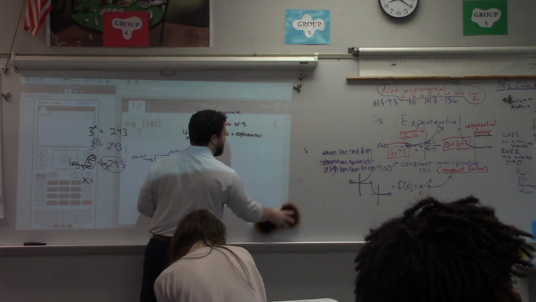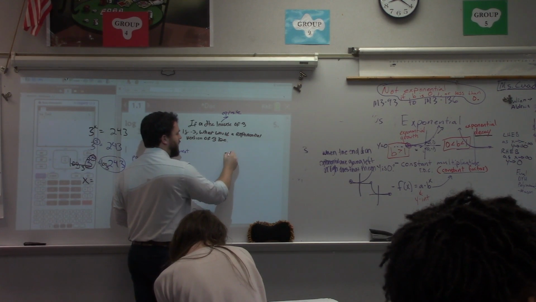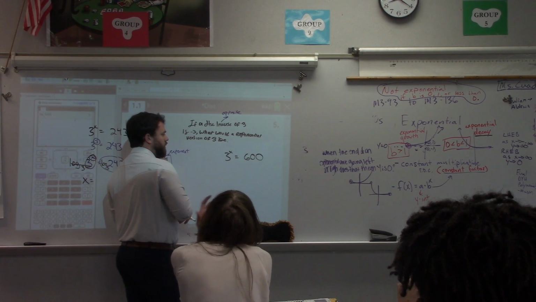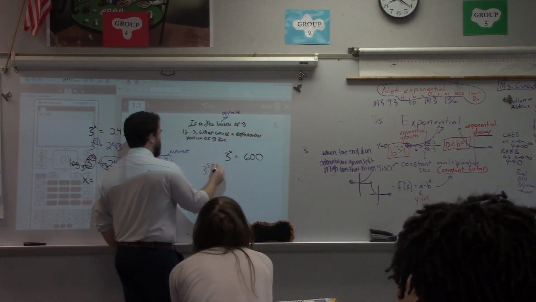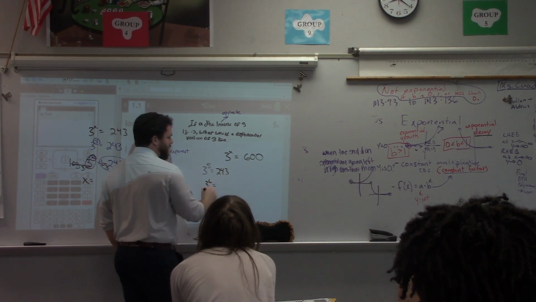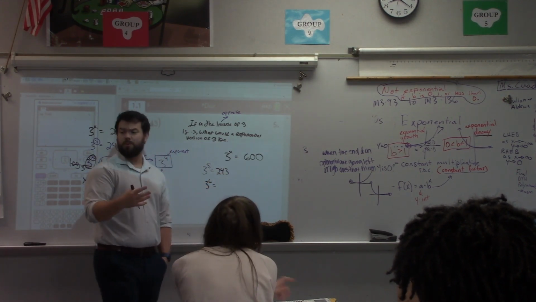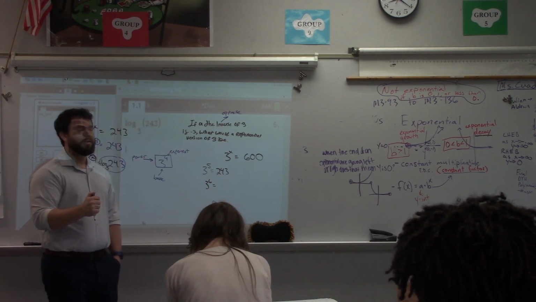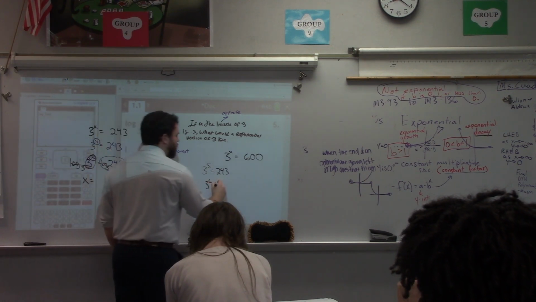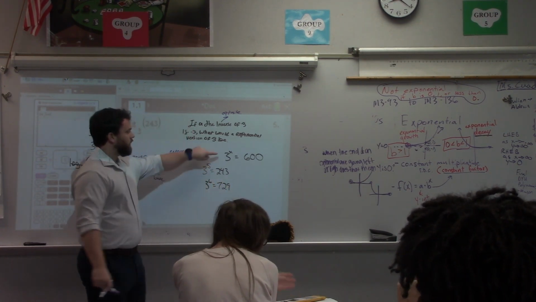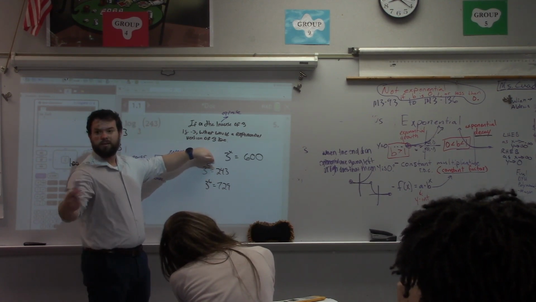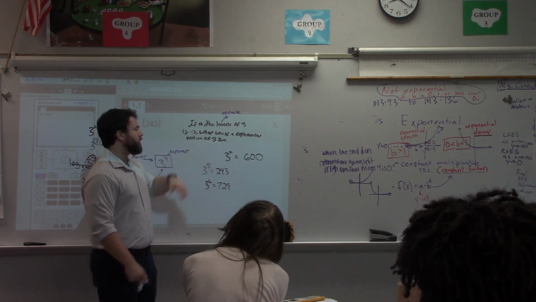Notice though, if I were to give you 3 to the x equals 600. 3 to the 5th was 243. 3 to the 6th is going to be, can someone type in 3 to the 6th for me? It's going to be 729. So notice, is that going to give me a nice integer exponent? Is that possible to solve by just guessing and checking? So how would I need to go about solving this equation?